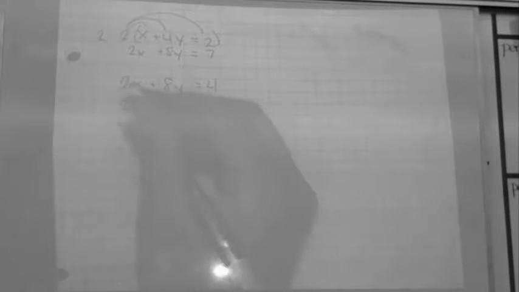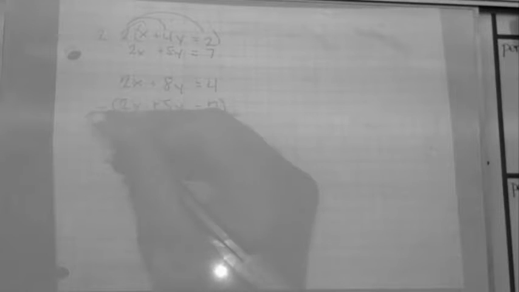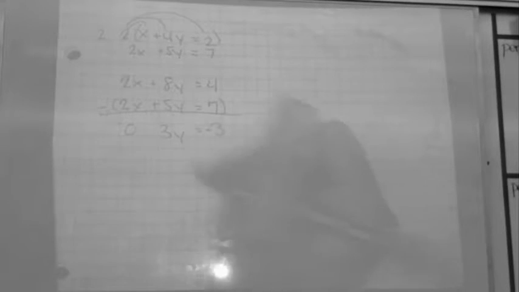I want to subtract this because I have both positive numbers. I want to subtract them from each other. So minus, and again, when I'm doing this, I've got to pass out that minus sign to the whole equation. So 2x minus 2x gives me 0. 8 minus 5 gives me my 3y here because I'm subtracting this. So 3y equals 4 minus 7 is going to give me my 3 right here, but it's going to be negative.